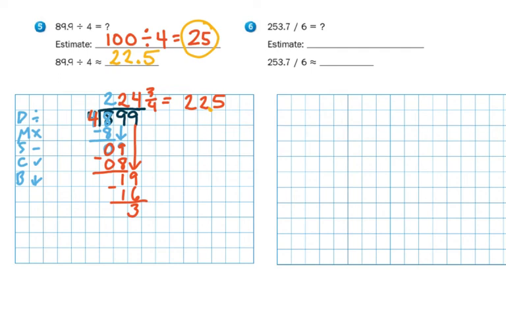And lastly, number 6, 253 and 7/10 divided by 6. I'm going to make this 250, and I'm going to make 6 into a 5 because I can easily divide that in my head. 25 divided by 5 is 5 with 1 zero. My answer should be close to 50.